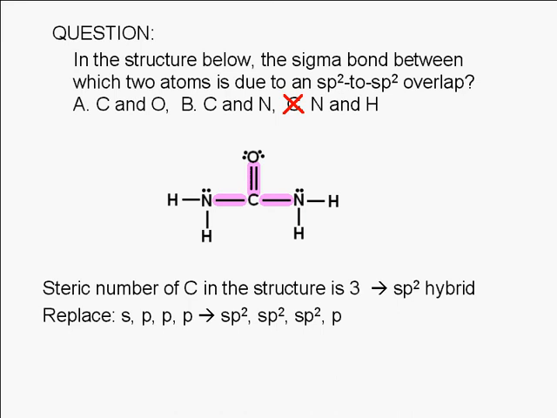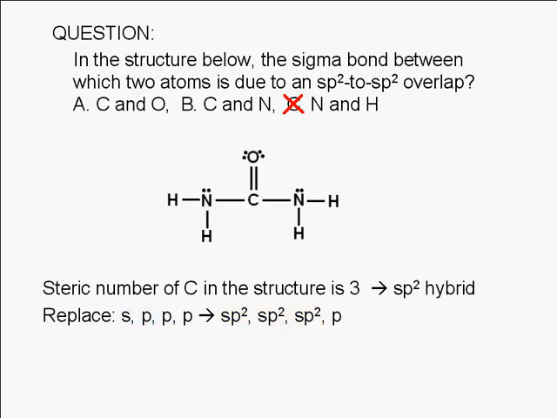This means that the valence s and 2 of the valence p orbitals are replaced by 3 sp2 orbitals. In this structure, carbon uses one of the 3 sp2 hybrids to form a sigma bond with oxygen. The other 2 are used to form sigma bonds with the nitrogen atoms.